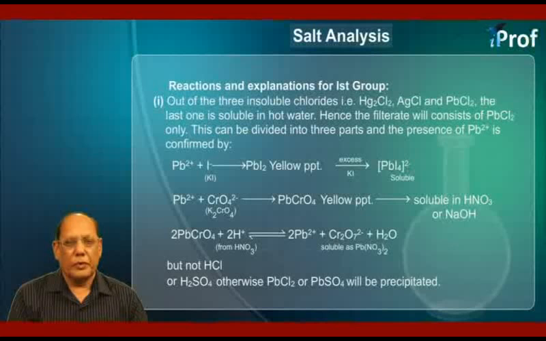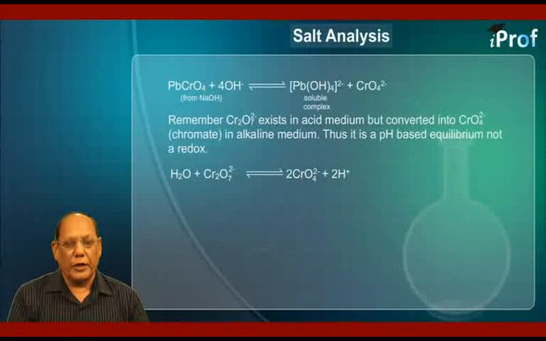In fact, these lead ions are present in the solution as lead nitrate. But we cannot use hydrochloric acid or sulfuric acid in place of nitric acid here. Otherwise, PbCl2 or PbSO4 will be precipitated. We have noted that lead chromate yellow precipitate is also soluble in sodium hydroxide. Let us see what happens when it is dissolved in sodium hydroxide.